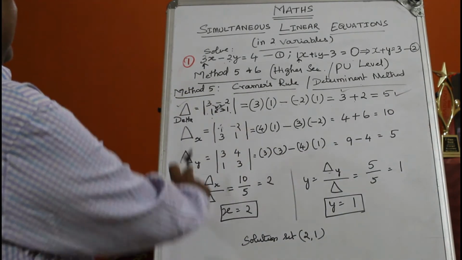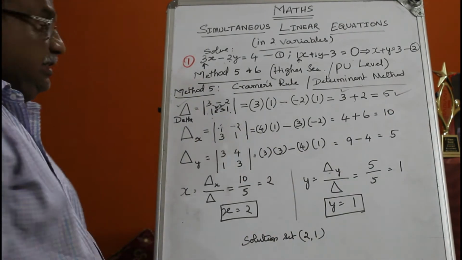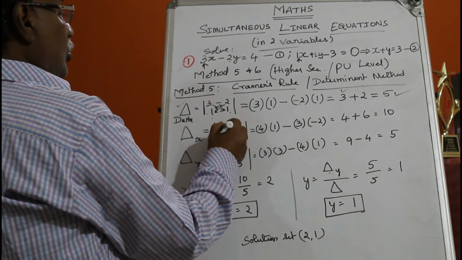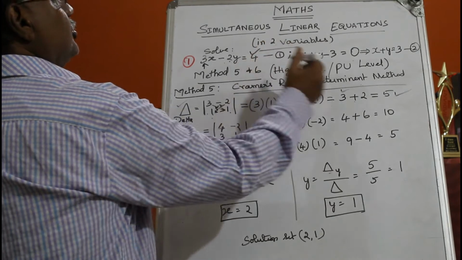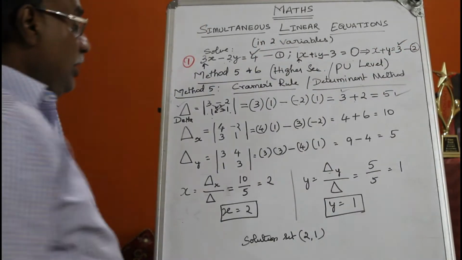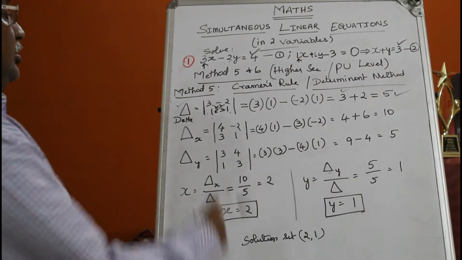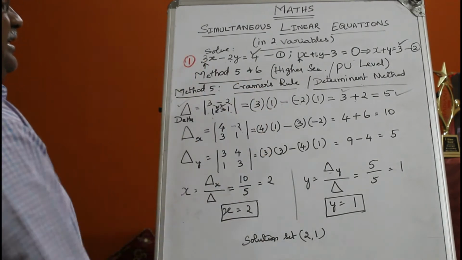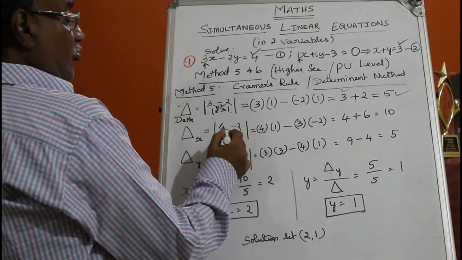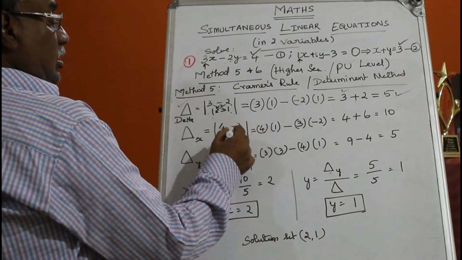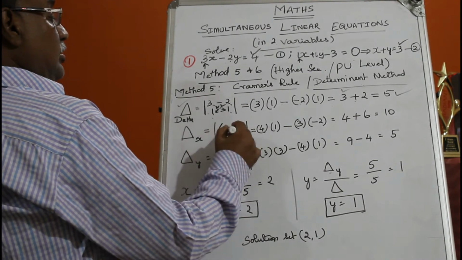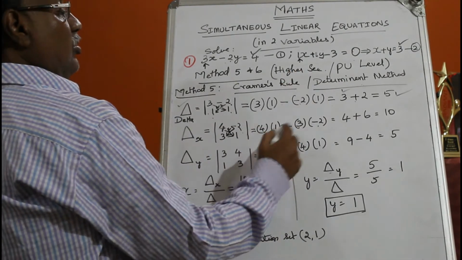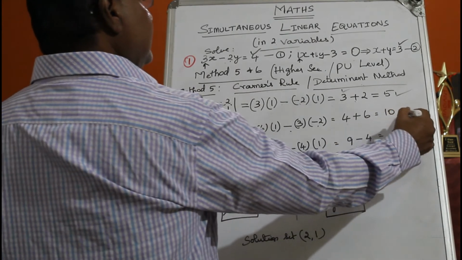Next you write delta x. In the place of x, you put the constants. These are called constants, so in the place of x you put the constants 4 and 3. The y coefficient you put as it is. That's called delta x. So you multiply 4 into 1 and in reverse direction, you get minus of minus 3 into minus 2. 4 ones are 4, 4 plus 6 is 10.